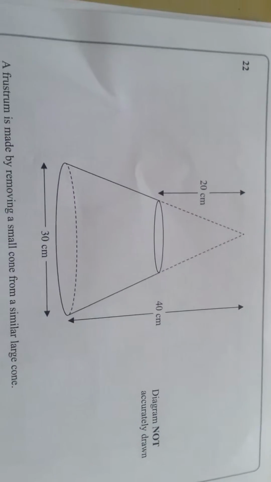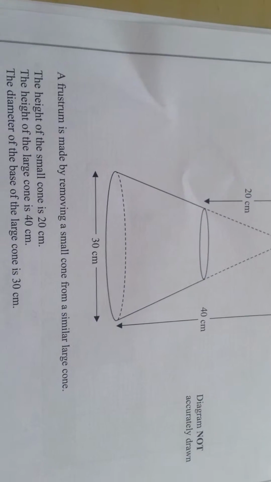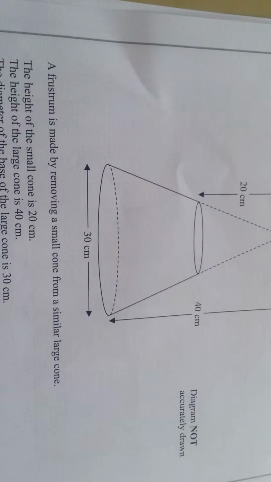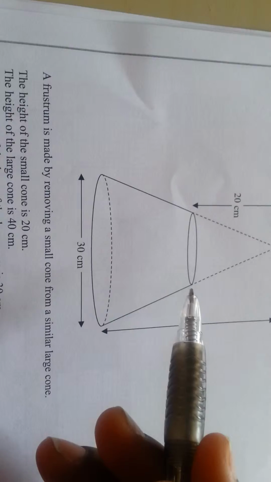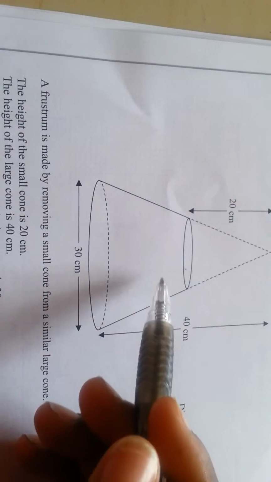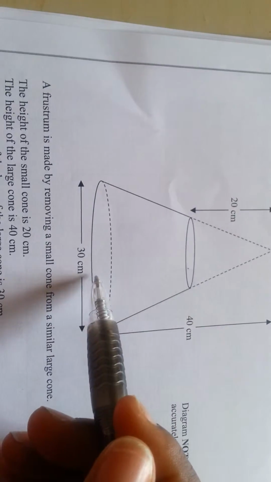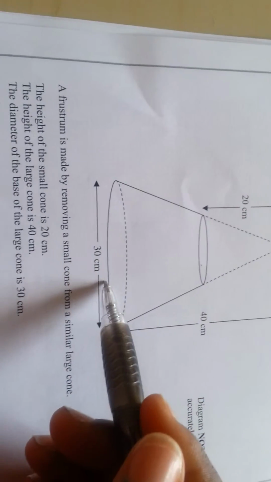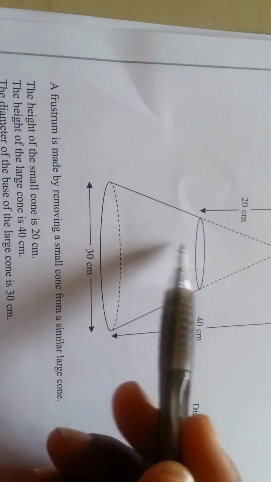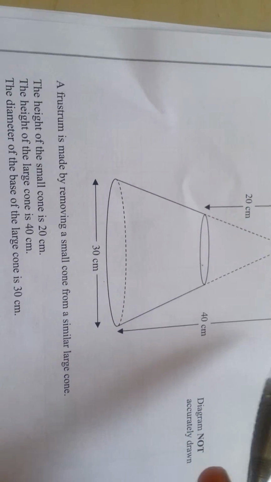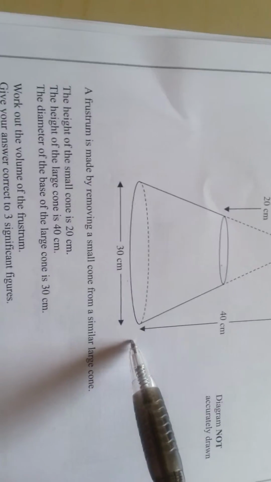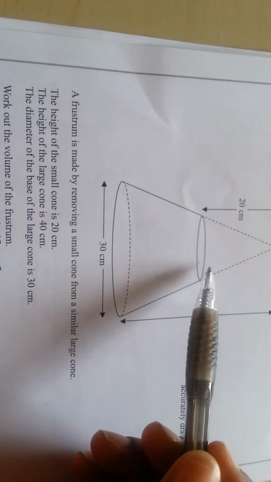Now we're given this diagram, and then we're told that a frustum is made by removing a small cone from a similar large cone. Now they are similar cones, okay? So we just took out this similar small cone from the main large cone. Now we're told that the height of the small cone is 20 and the height of the large cone is 40. The base diameter of the large cone is 30. Work out the volume of the frustum.